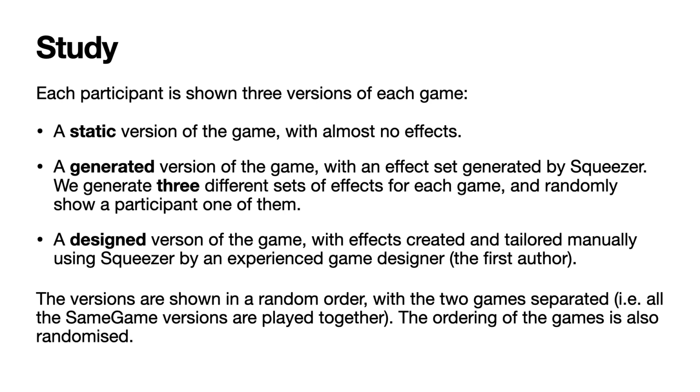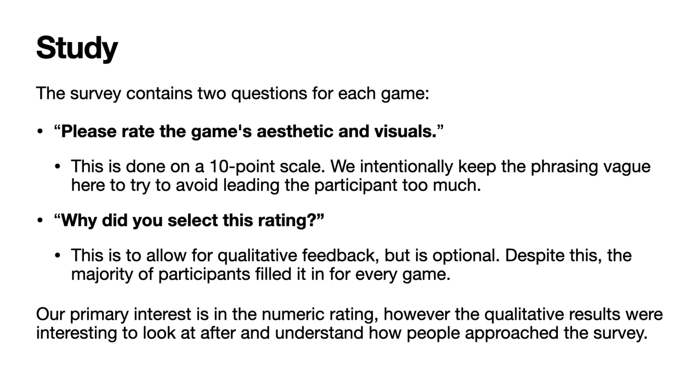And each participant sees these three in a random order, and then each set of games in a random order. So they see all of the same game ones together, but they see them randomized. Some people might see the same game ones second, and the Antitrust ones first, or vice versa. And afterwards, they fill out a survey where we ask them to rate the game's aesthetic and visuals.